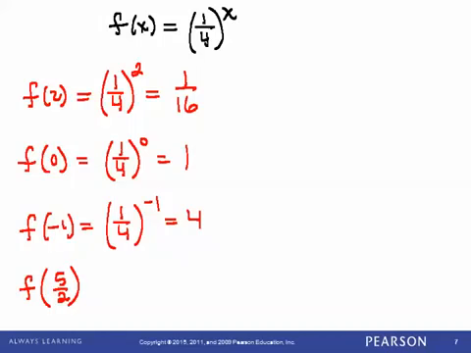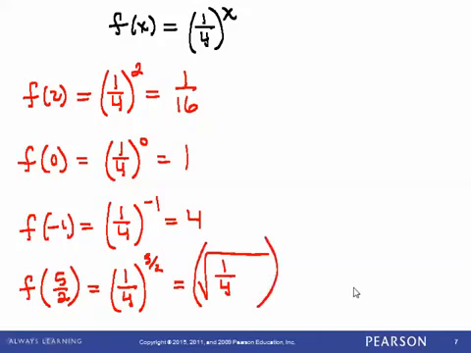Alright, 5 halves. How in the world do we do that? So 1/4 to the 5 halves. And if you remember correctly, the little 5 on top means the power, and the little 2 means the root. So it's 5th power, square root of this. So square root of 1/4, and then we're going to take it to the 5th power. Alright, square root of 1/4. Everybody okay with 1/2? Alright, taking that to the 5th power gets you 1 over 2 times 2 times 2 times 2 times 2, or 1 over 32.